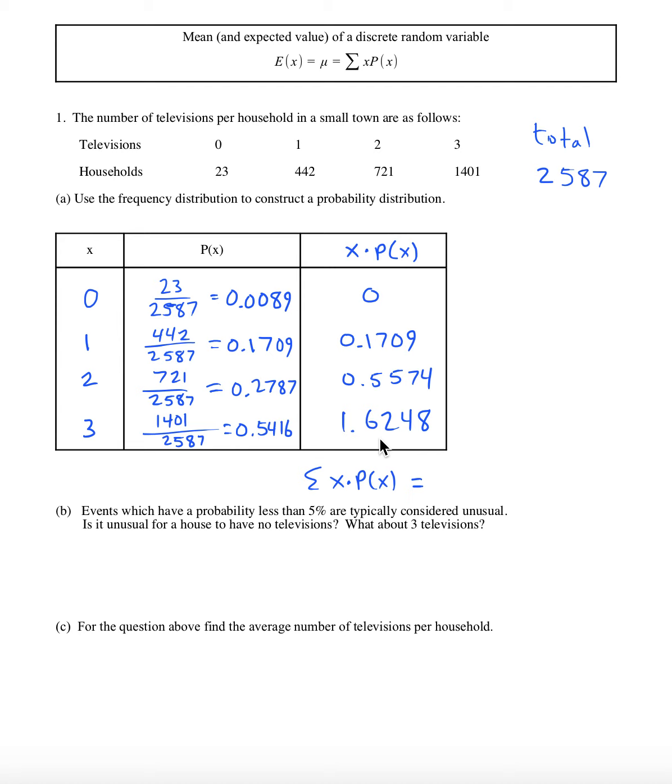It's a weighted average, basically. And that is going to be the mean. So on average, the typical household has about 2 TVs in it.